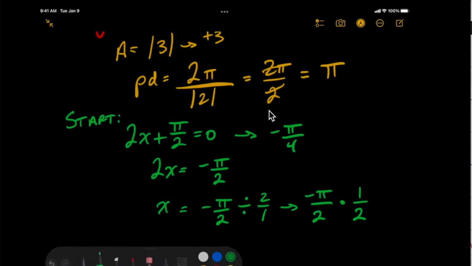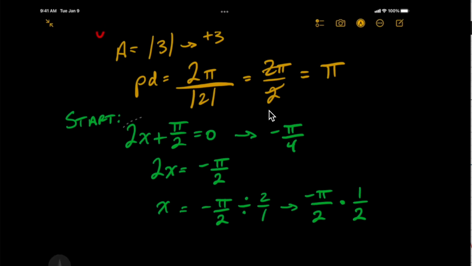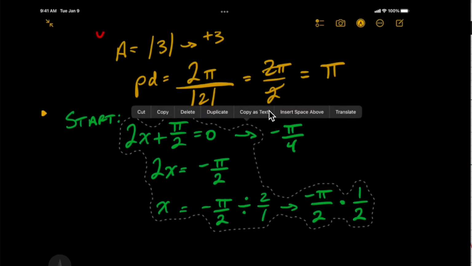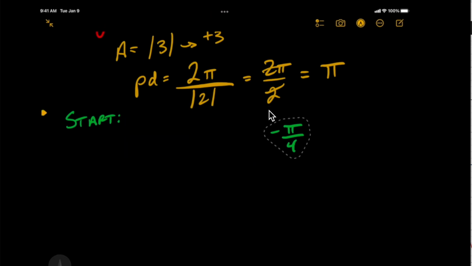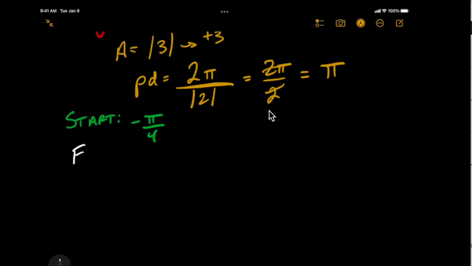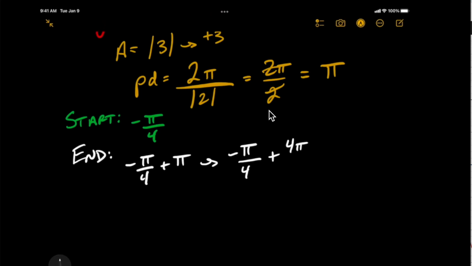Next, we want to find the ending point. Now, there's two ways to find the end point. The first is to take the starting point of this transformed function, which we know to be negative pi over 4, and we add the period of this transformed function. Okay, so now we are finding the end point. We're going to take the starting point of this transformed function and we're going to add the period. We're going to rewrite pi as 4 pi over 4, and our final ending point is going to be 3 pi over 4.